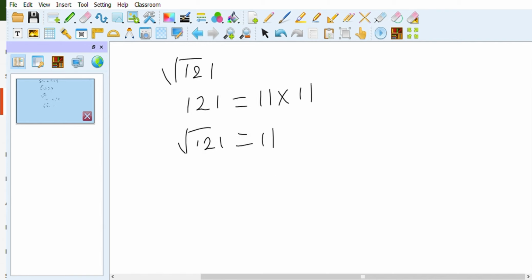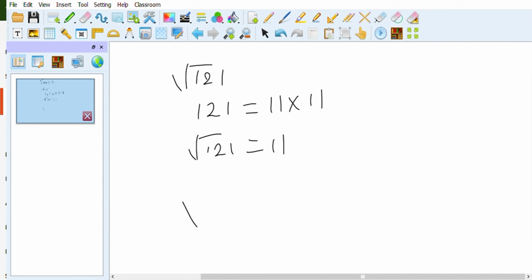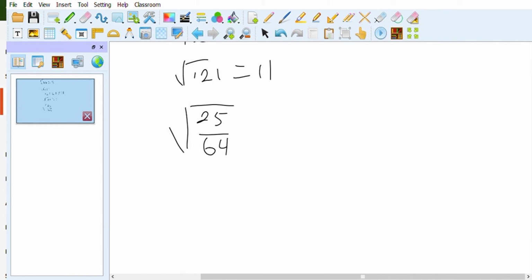Okay, so let's proceed. In this example, we're asked to find the square root of 25 over 64. So this is a fraction, but don't worry, it's also very simple. What this means is that we're looking for the square root of 25 divided by the square root of 64. You can see that this square root symbol starts from the numerator and covers up to the denominator. So we're going to find the square root of 25, and we're also going to find the square root of 64.